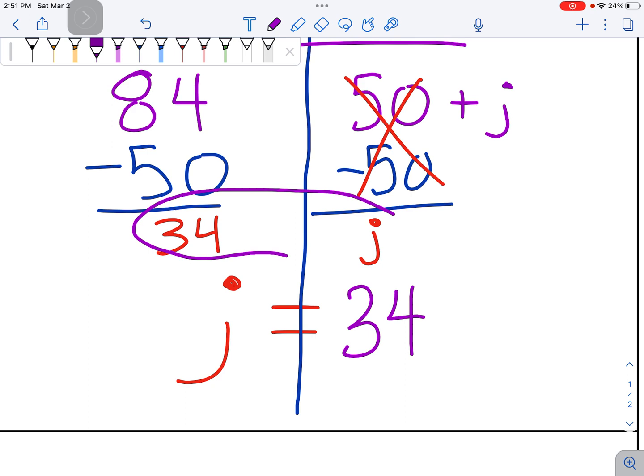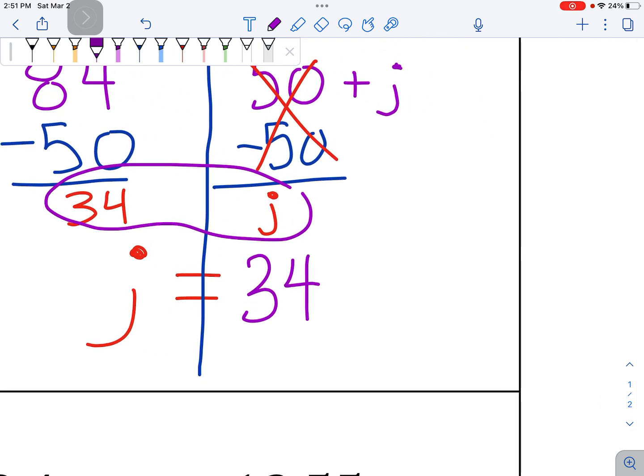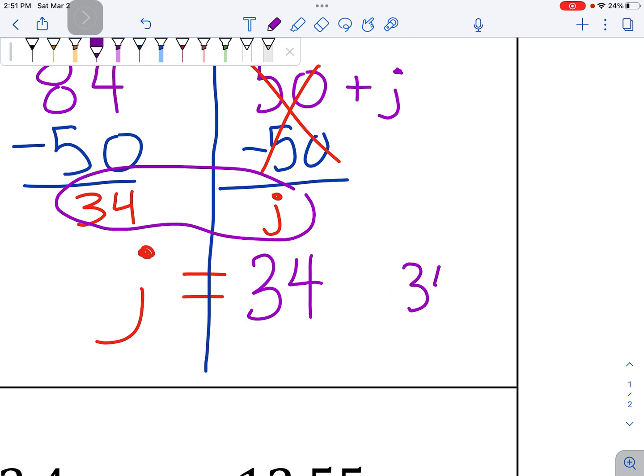Right here, see it? J and 34. Can I switch them around? Yes. J equals 34 is the same as 34 equals J. It doesn't matter which side they're on.